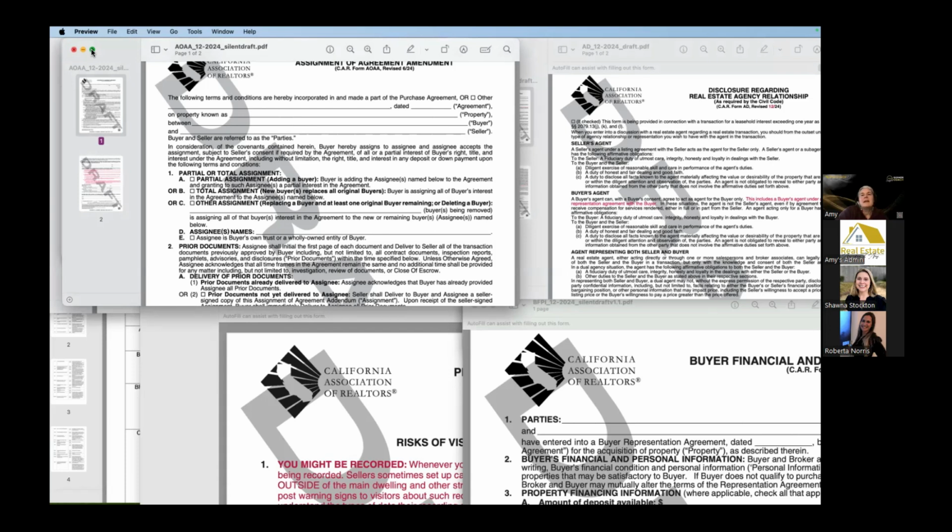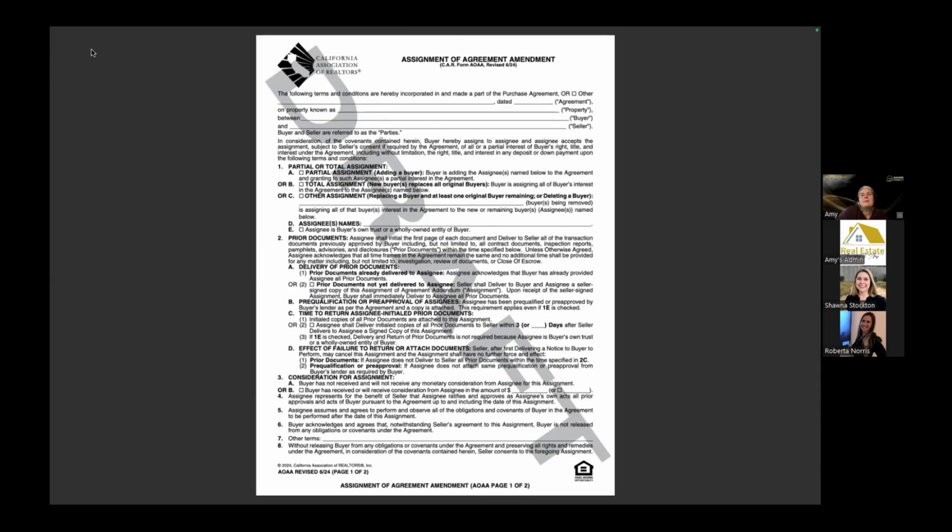Can everybody see the assignment of agreement form? Somebody give me a thumbs up if you can see it or a thumbs down if you can't see it. I just want to make it perfect. Thank you. All right.